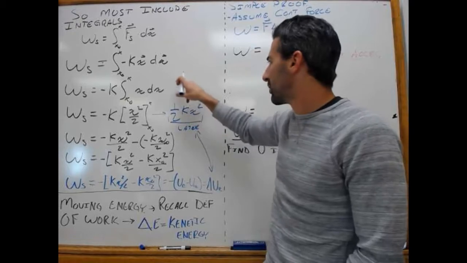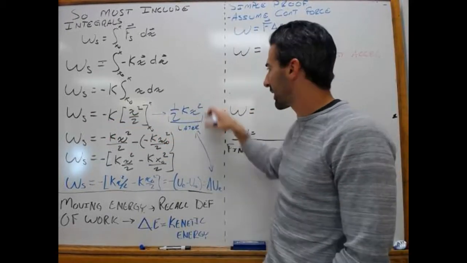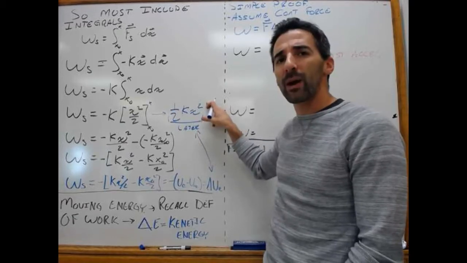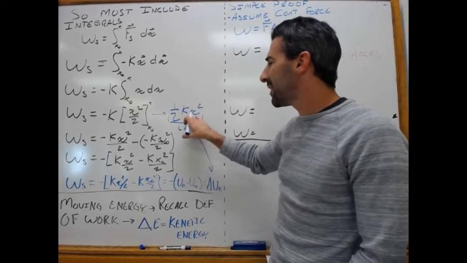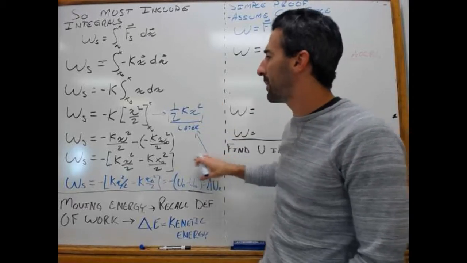Then I wrote this in blue. You might remember this: the work or potential energy of a spring, 1/2 kx squared. That is at a specific point. This is something that we may have seen in an earlier physics class, and again, we're going to come back to that.